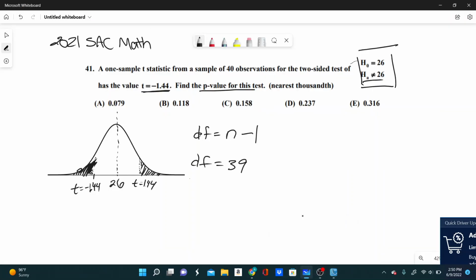So let's see if that's an answer. Yep, okay, it looks like 0.158 is answer choice C.